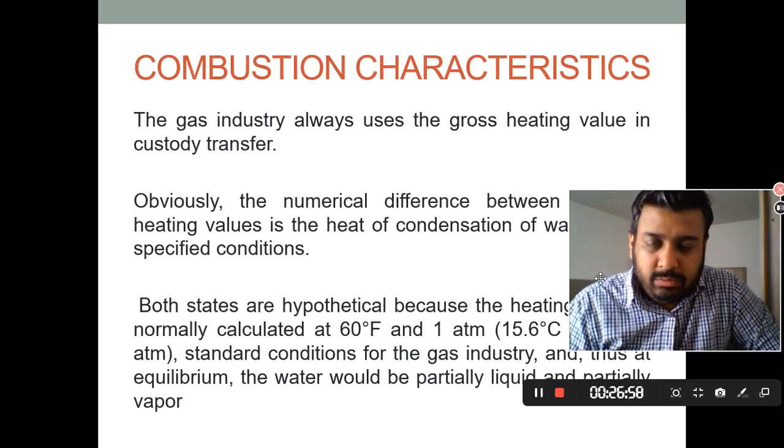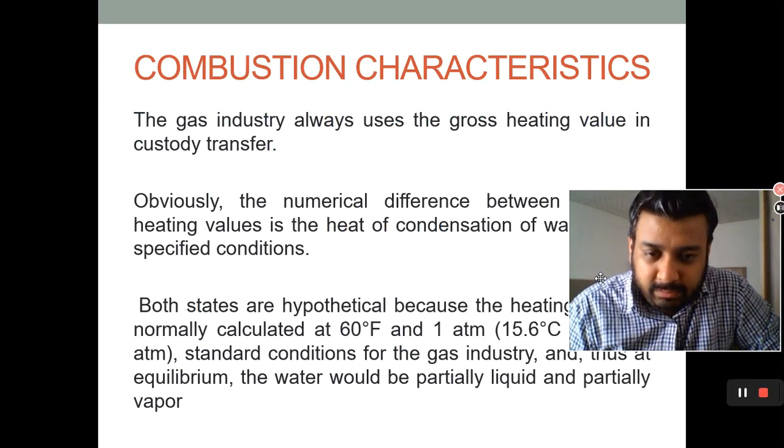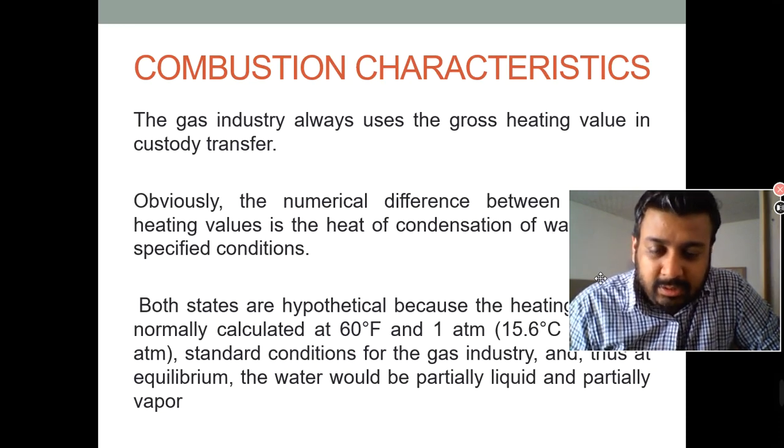So these are the combustion characteristics that we have to be careful about, and we make sure that the gas we are processing does not have any water, H2S, CO2, nitrogen, helium, or mercury. So these impurities have to be removed before we commercially sell this gas onward.